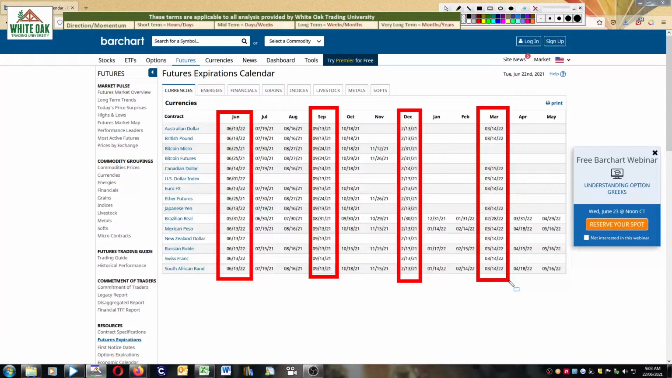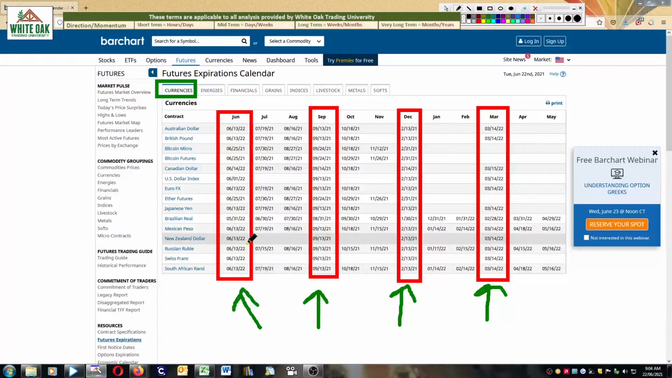So I come here to BarChart.com and look at the expirations. This is for currencies, as you can see. The tab selected in the top left-hand corner is for currencies. Every three months is when the major contracts end, and those are the ones I'm focused on. Those are the ones the banks are focused on, so those are the ones I care about. They fall within June, September, December, and March.